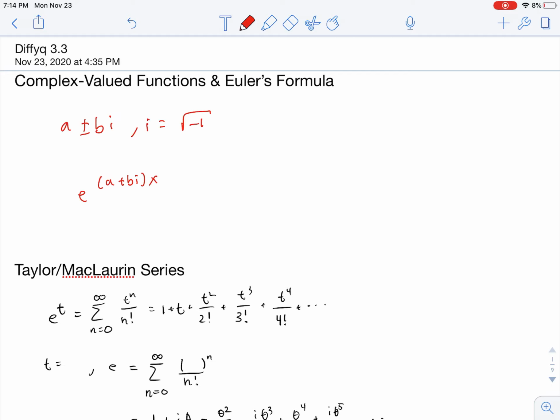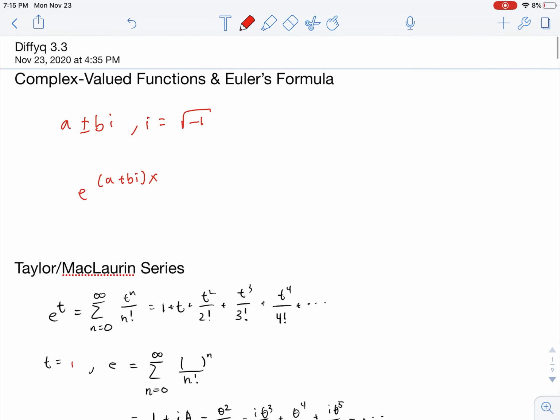So if you guys remember back to Calc BC, the Maclaurin series for e to the t is equal to the sum from n equals 0 to infinity of t to the n over n factorial. So that's going to be equal to 1 plus t plus t squared over 2 factorial plus t cubed over 3 factorial plus t to the 4 over 4 factorial, and then it's just going to continue on. So if we sub in i theta for t, we get e to the i theta is equal to the sum from n equals 0 to infinity of i theta to the n over n factorial.